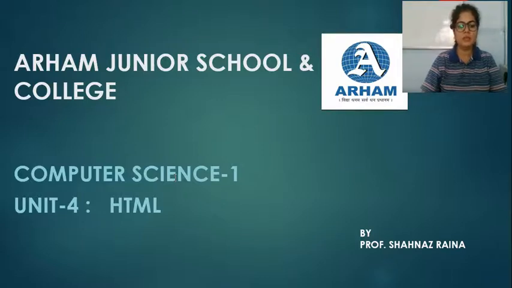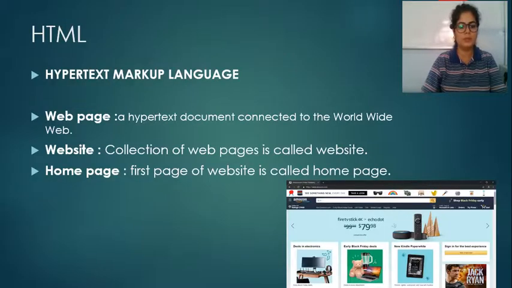HTML is the last unit of CS1. Earlier we did three units: operating system, data structure and C++. Today we will start with the last unit of CS1, HTML. So let's start with this.